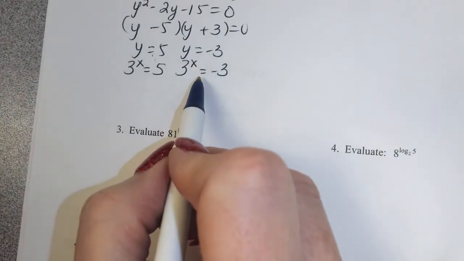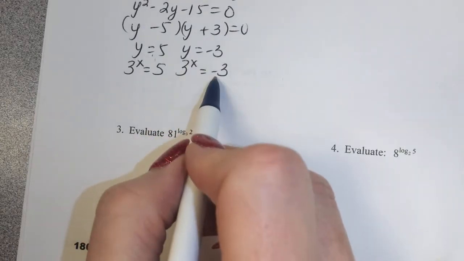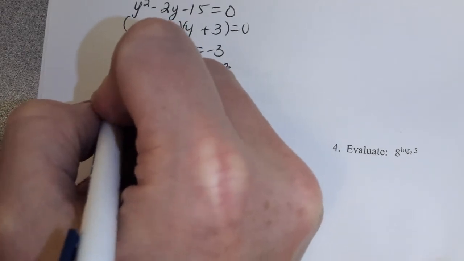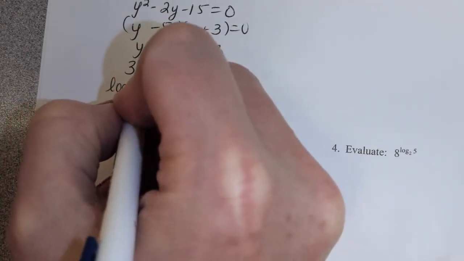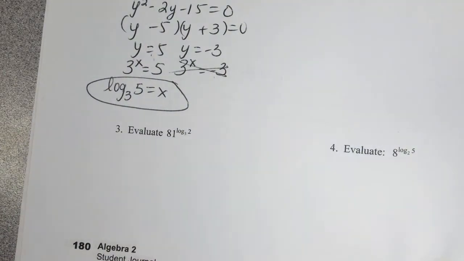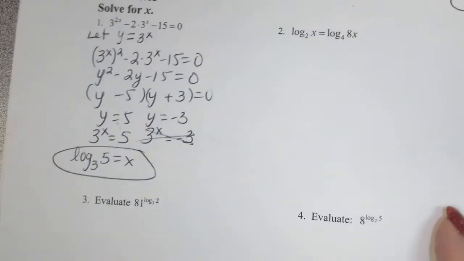Well, this is impossible. If I raise a number to a power, it's always going to be positive. So this can't have a solution. But this would just be log base 3 of 5 equals x. And that would be our solution to that problem. We can get the decimal approximation if we'd like.